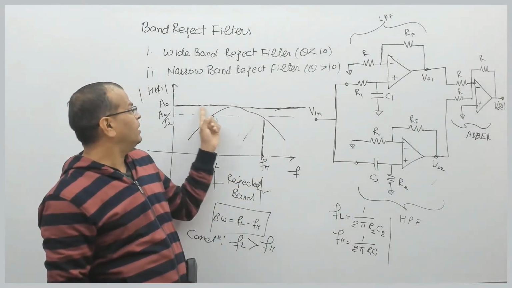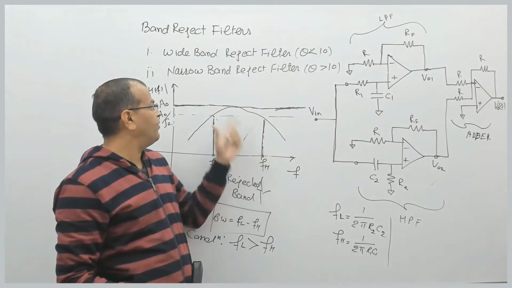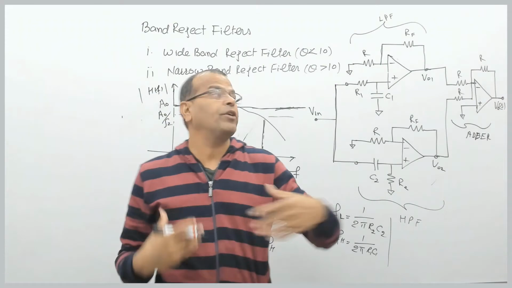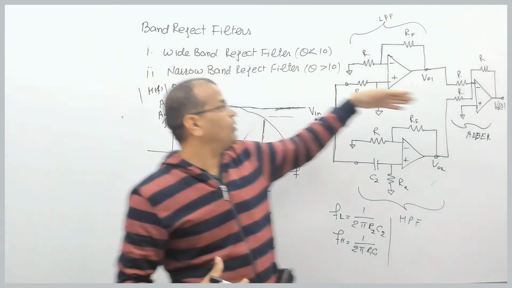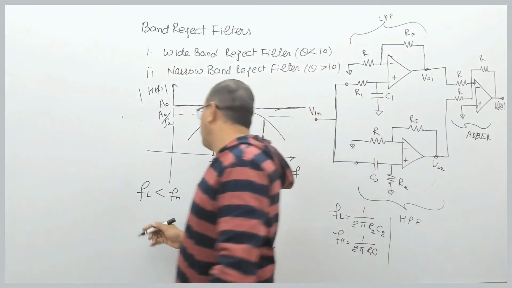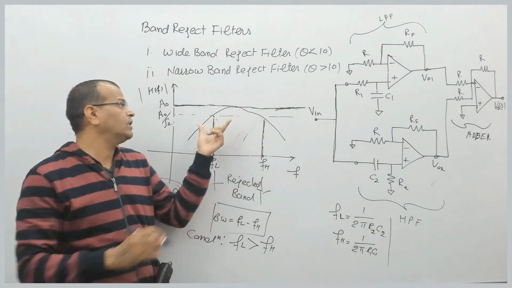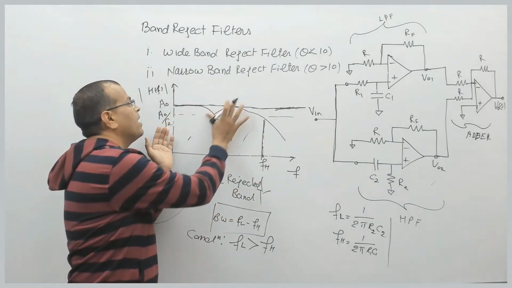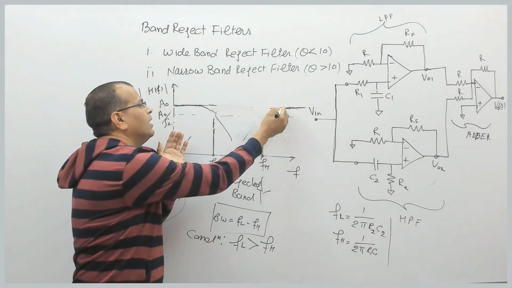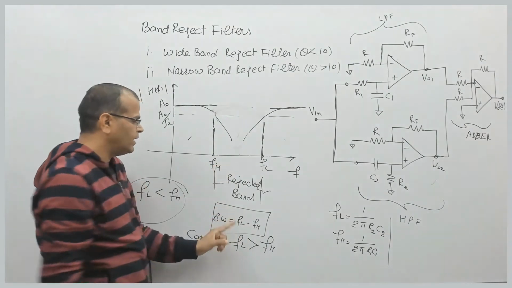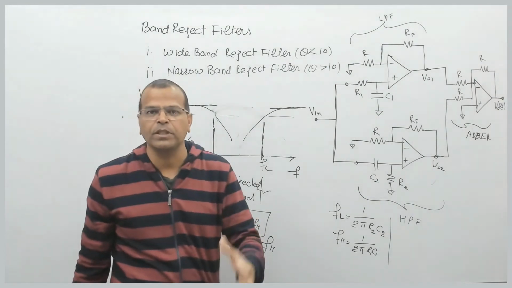It means gain is not reducing for any frequency. Gain remains constant throughout. All the frequencies which are there at the input will be reaching the output if FL is less than FH. So for this circuit to behave like a band reject filter, FL should be greater than FH, that is this condition. I hope the concept is clear.